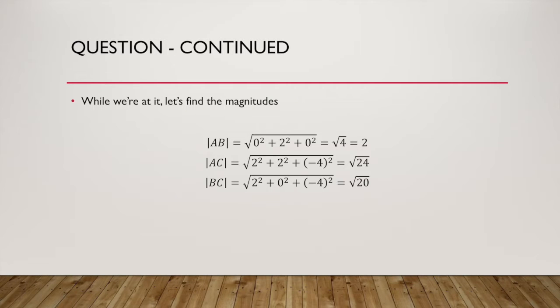Okay, because we're dealing with sides of a triangle, let's find the magnitude of the sides of the triangle. Well, why not? It's not that much extra work. So again, the magnitude of AB would now be 0 squared plus 2 squared plus 0 squared, which is just the square root of 4, which is just 2. AC is 2 squared plus 2 squared plus negative 4 squared, which is equal to root 24. And BC, again, the arithmetic is there. You get 4 plus 16, which becomes root 20.